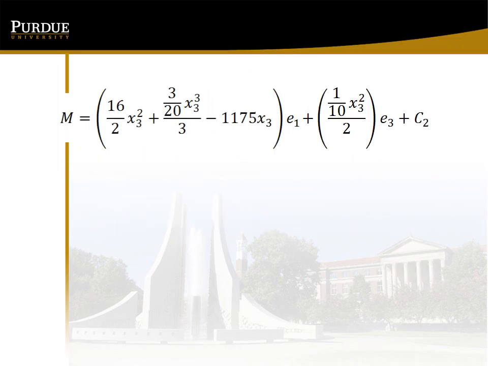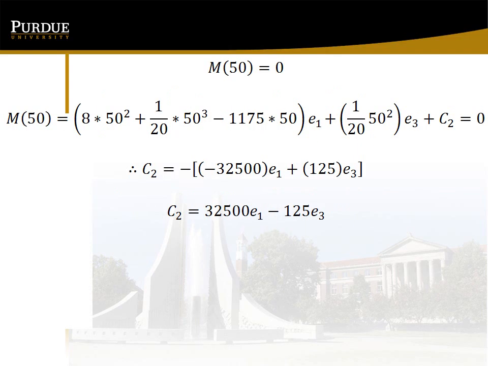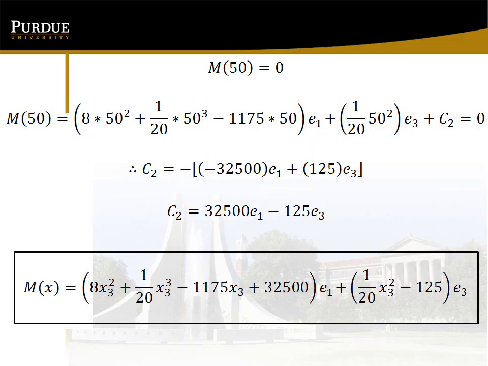Now we continue on, and we also notice that m gives us another constant, C2. This is just like when we were finding the resultant force. This C2, after being simplified, will be solved. This is similar to our resultant force at x equal to 50. Since we don't have any tractions on that area, we're not going to have any moments, so it's equal to 0. Using that equation, we're able to solve for C2, which is equal to 32,500 E1 minus 125 E3. After we place that C2 back into our m equation, we get our final resultant moment equation.